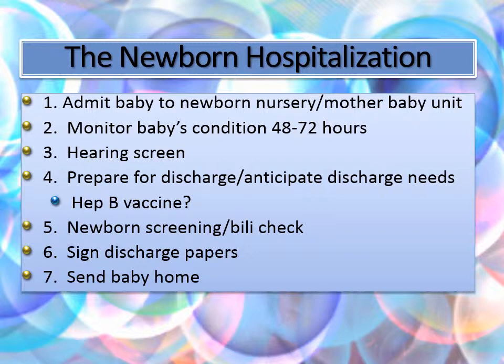I want to talk to you a little bit about the PKU. That checks for cystic fibrosis, galactosemia, congenital adrenal hyperplasia, hypothyroidism, maple syrup disease, phenylketonuria, sickle cell, and you can do an expanded screen to check for other things.